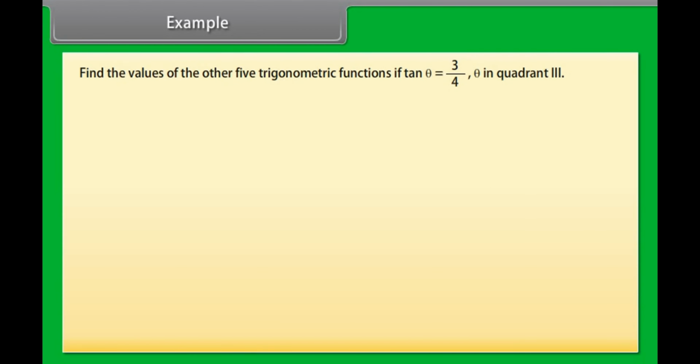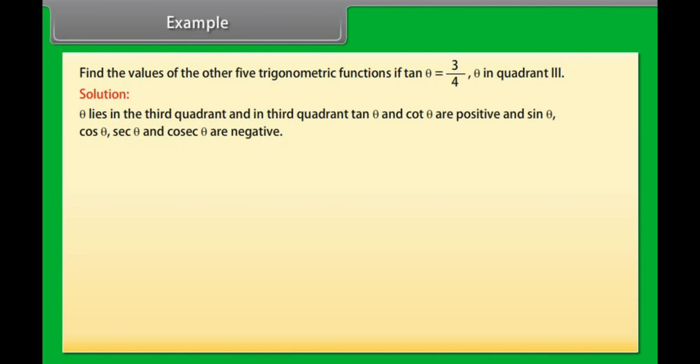Example. Find the values of the other 5 trigonometric functions if tan θ = 3/4, θ in quadrant 3. Solution. θ lies in the third quadrant, and in the third quadrant, tan θ and cot θ are positive, and sin θ, cos θ, sec θ and cosec θ are negative. Tan θ = 3/4. This implies that cot θ = 1/tan θ = 4/3.